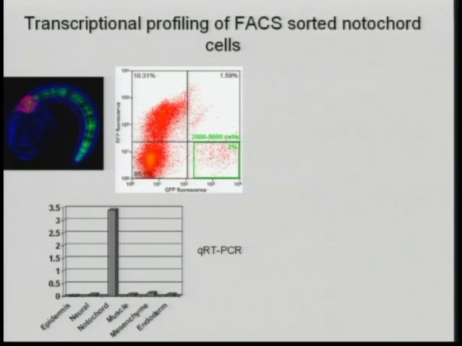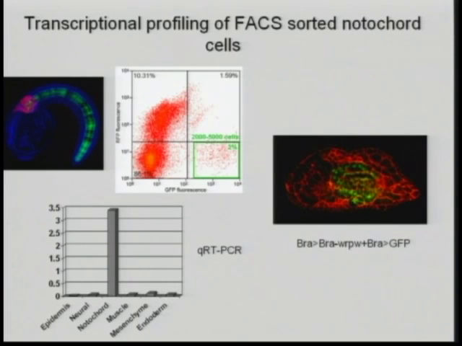So to answer that question, I added another genetic condition, basically to knock down the Notochord fate and then look for genes that are downregulated. The way I did this is by using a transgene. So brachyury, the reporter I used in this study, is the most upstream transcription factor for Notochord specification.